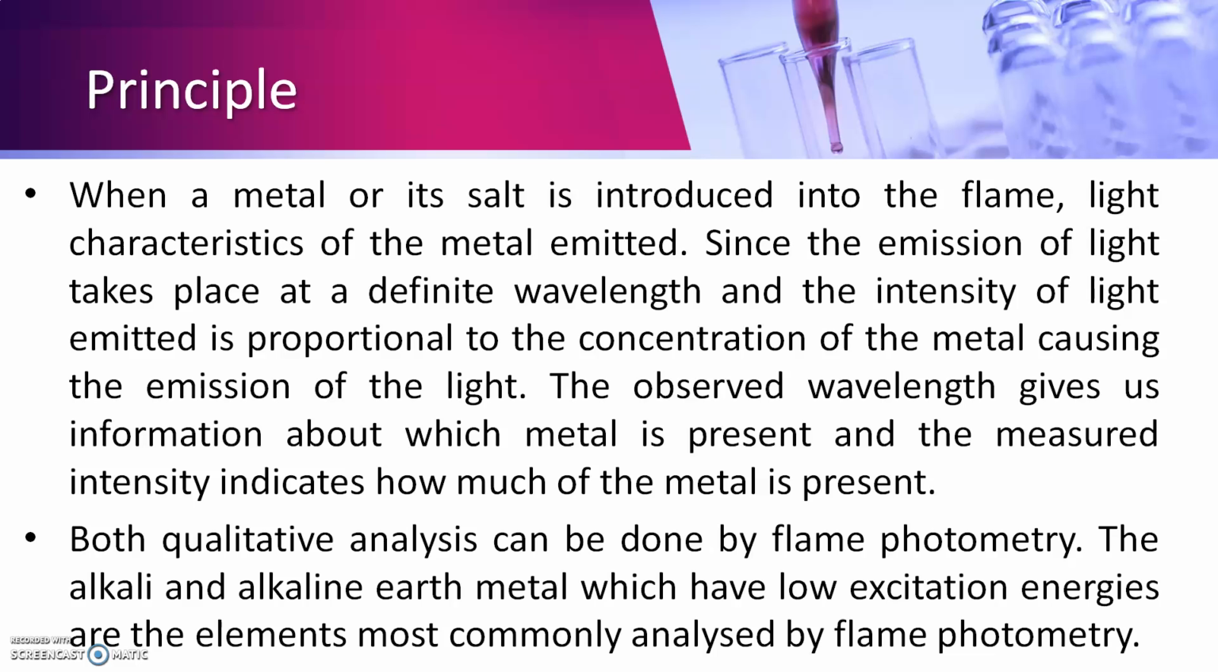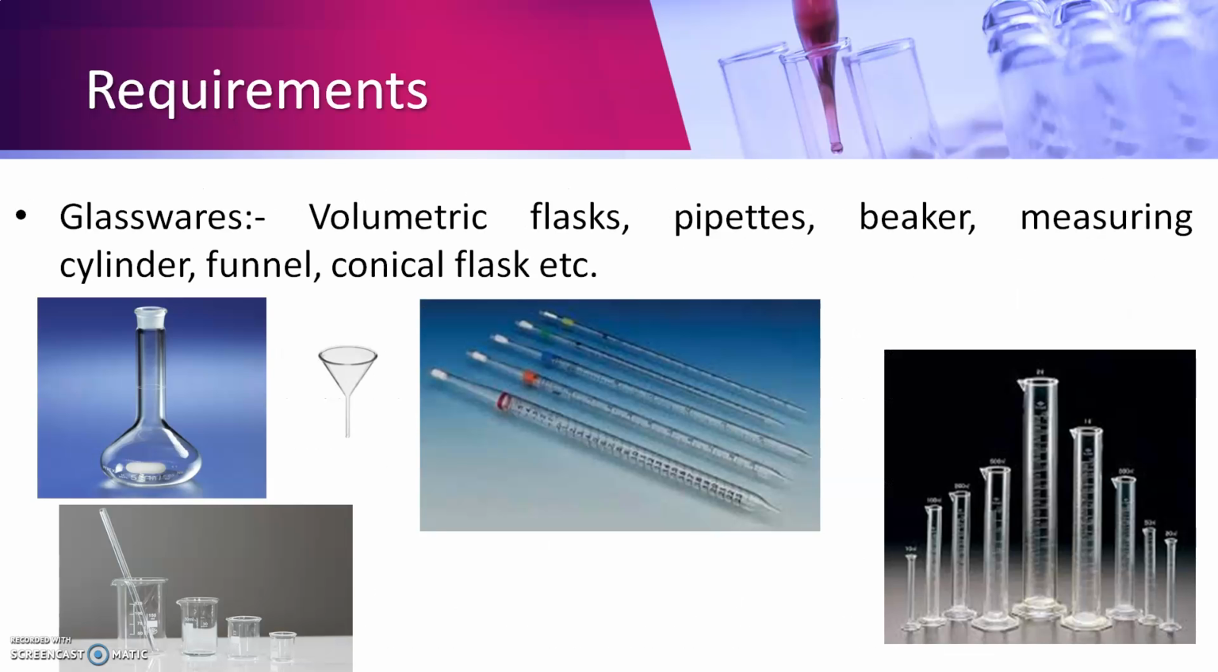The intensity measurement indicates how much of the metal is present in the sample, and the color of the emitted light also gives information about which type of metal is present. So both qualitative and quantitative analysis can be done by flame photometry, and the alkali and alkaline earth metals, which have low excitation energies, are the elements most commonly analyzed by flame photometry. So we'll move towards the next point, that is the requirement.